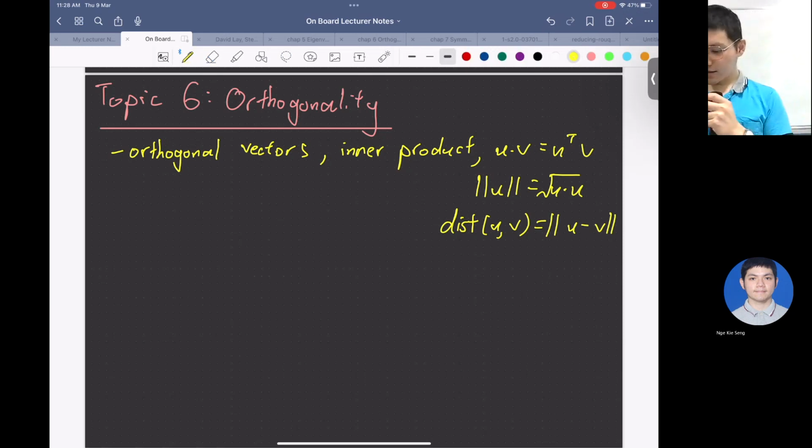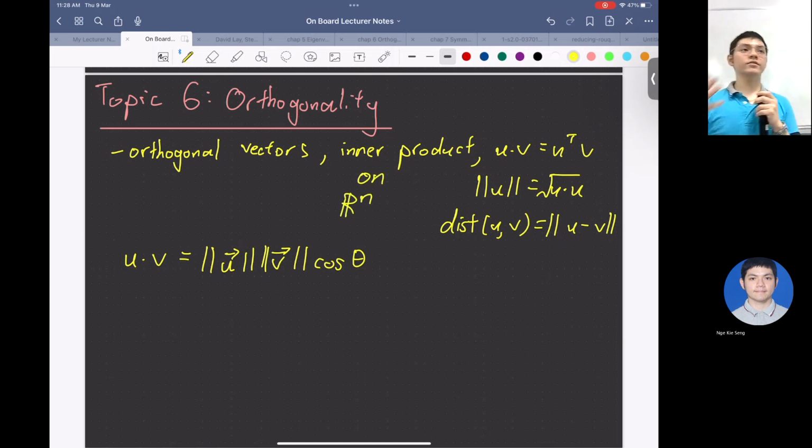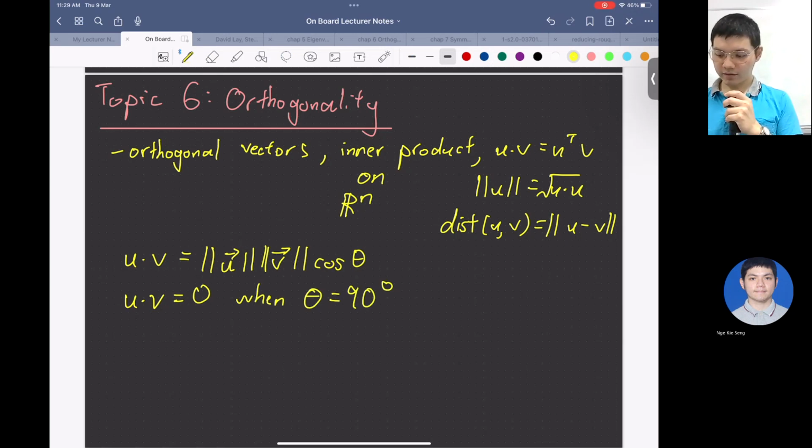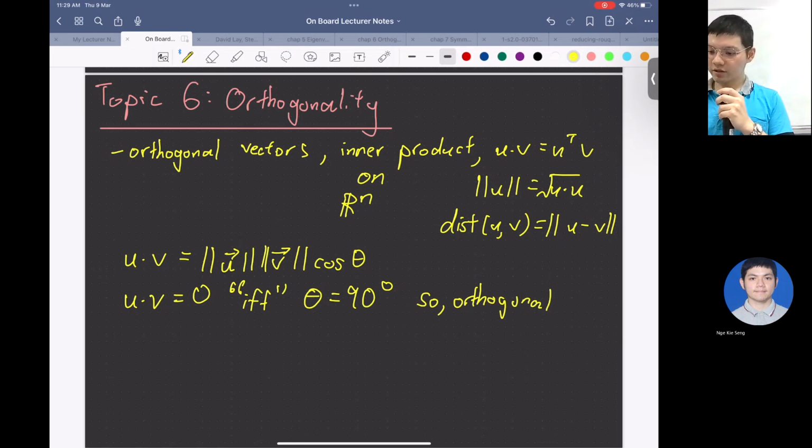Okay, and then we compute that u dot v is equal to the length of u times the length of v cos theta. Notice that this is the inner product on Rn only. So we can take degree. So u dot v equals 0 when theta equals 90 degrees. I want to put if and only if, but this is up to some shift, because cosine is periodic. So this is what we call orthogonal. If you put 90 degrees, cos 90 is 0, so this part is 0.